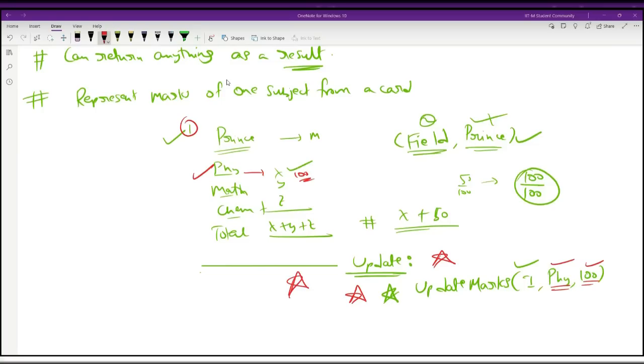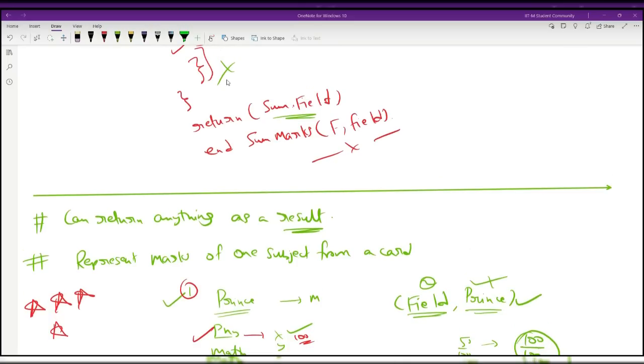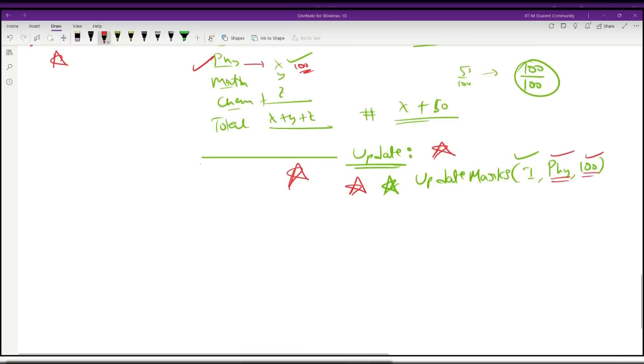We can update, or we can represent a single quantity, or we can return anything as a result, and we can also distinguish between two things, which are, in this case, female and male. Rather, we can give a general statement: we can distinguish between entities using procedure. These are the 4 points to remember about procedures.